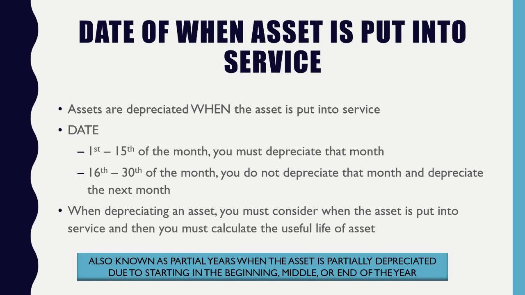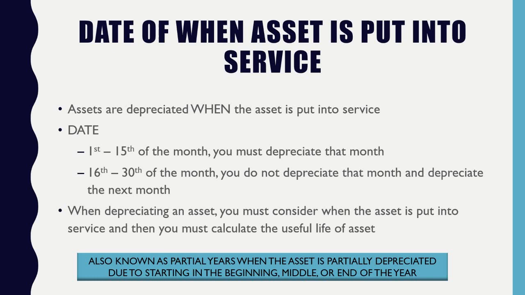If it falls between the 16th through the 30th or 31st, whatever the end of the month is, then you're going to say, well, that's less than 50% of the month. There's no way you should get a whole month's worth of depreciation when you barely used it. Let's say I put it into service on the 28th of October. Is it fair that I could say I depreciated for a whole month? You only had it for 3 days. So that's the rule here.